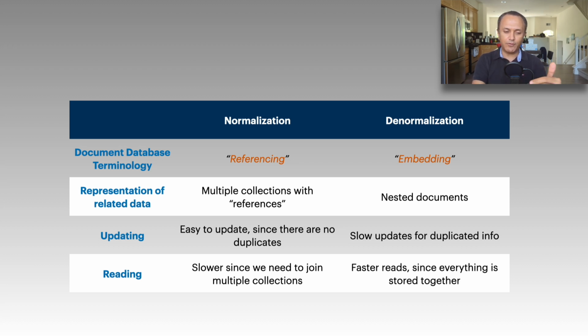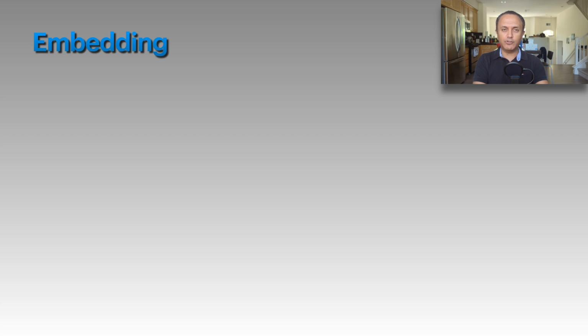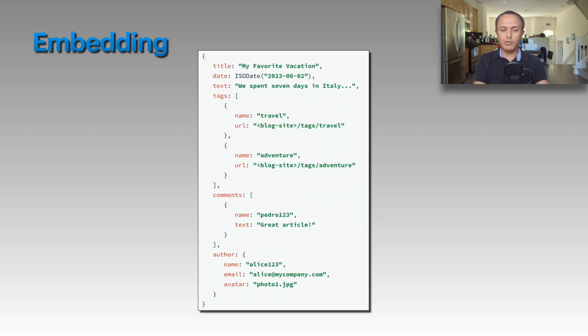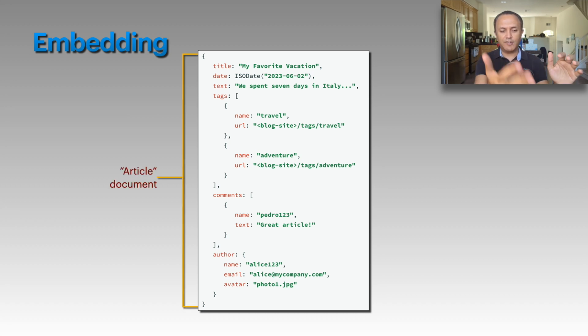Let's start with embedding, for example. So again, we're talking about our blog example here. So this is what an article would look like. So we have a document representing an article. You can see all the information inside it, the title, the text, the date, and so on. And then you have some nested information. This is the embedded information, right?